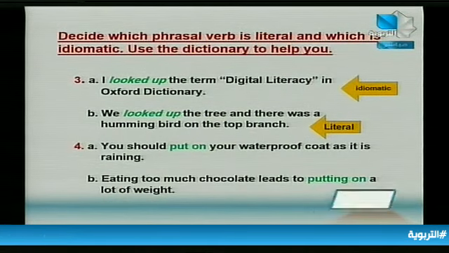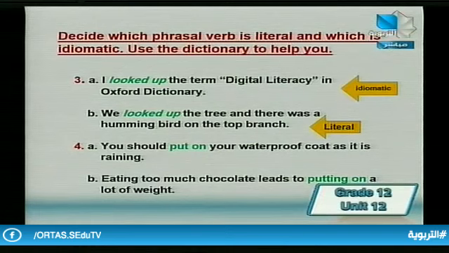Another example. We have another example with the verb put on. You should put on your waterproof coat as it is raining. Here, put on has a literal meaning. It means to dress. Exactly. To put on your waterproof coat means to dress. Good.